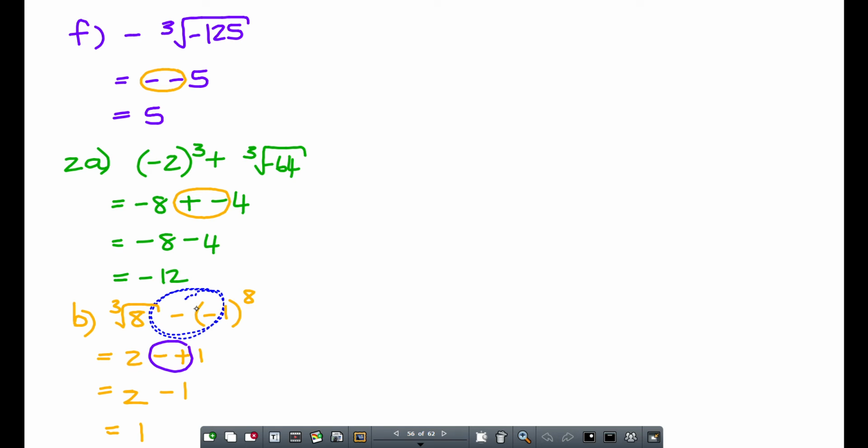What does BODMAS tell me? I first got to sort out the brackets. So the most important part here is that I first got to say minus 1 to the power of 8. And because this exponent was an even number, it gave me a positive 1 as an answer. Okay. And only now can I say that positive multiplied with a negative in front of it will then give me a negative. Okay.